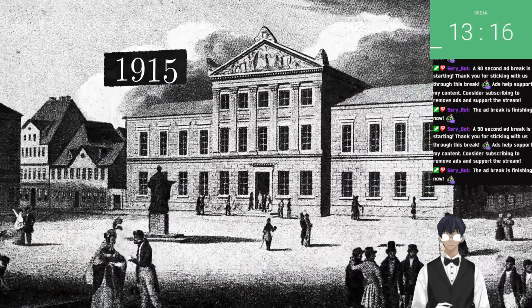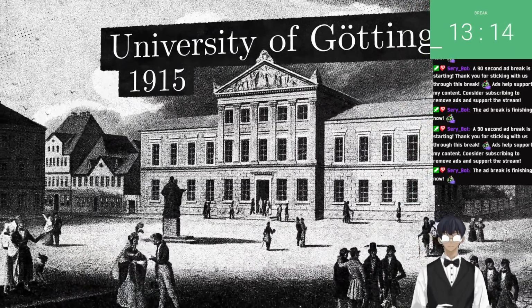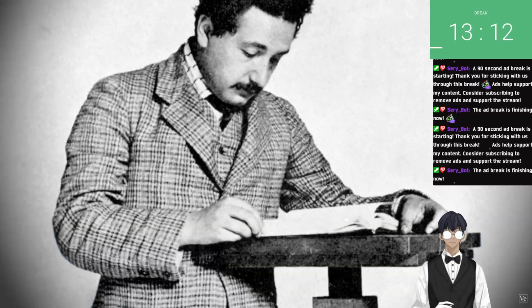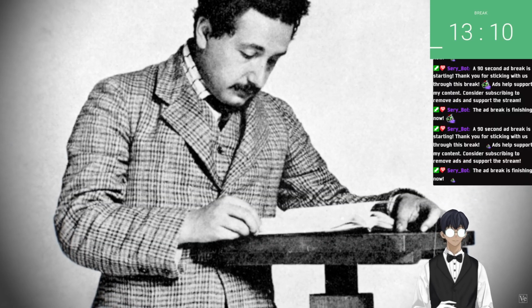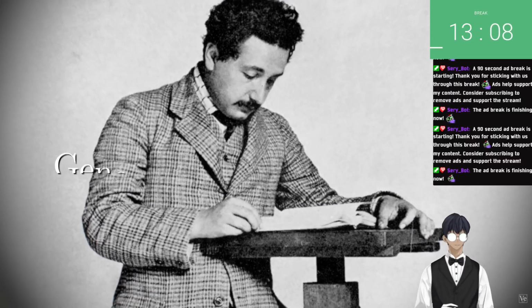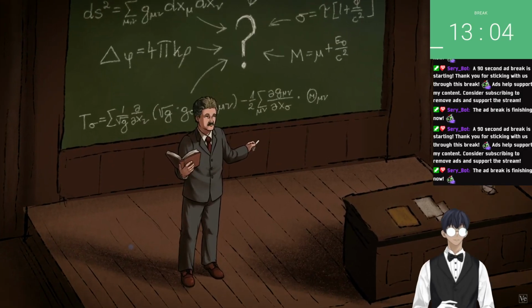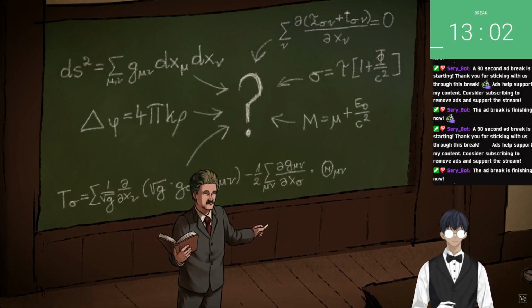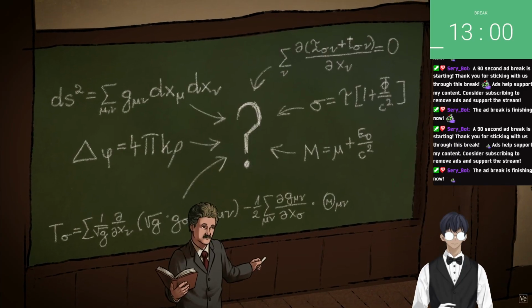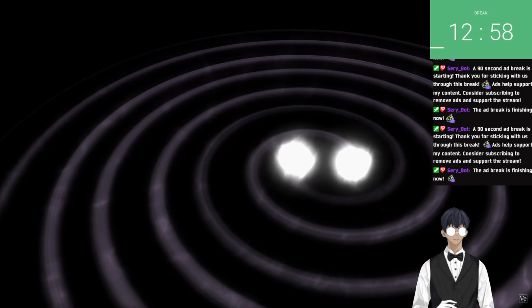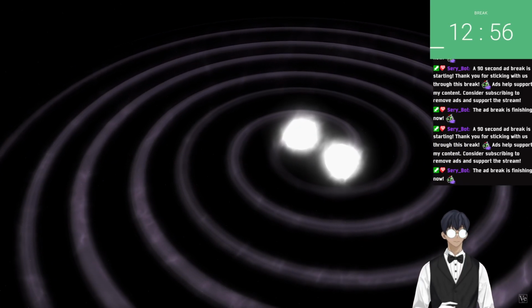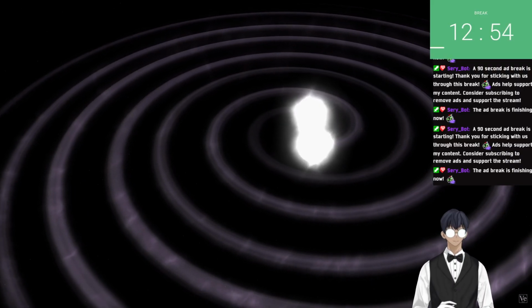It all started in 1915 at the University of Göttingen, where Einstein was giving 6 lectures on his new theory of gravity, what would become the general theory of relativity. The lectures were well received, but Einstein hadn't yet settled on the final form of the field equations. One problem he was facing was how to show that total energy was conserved in his new theory.